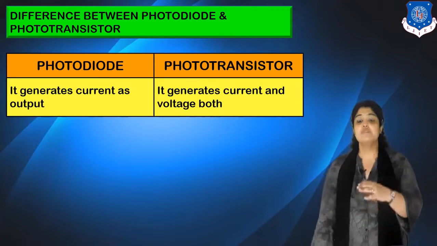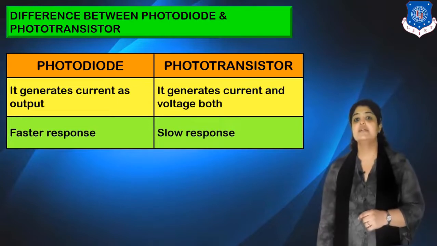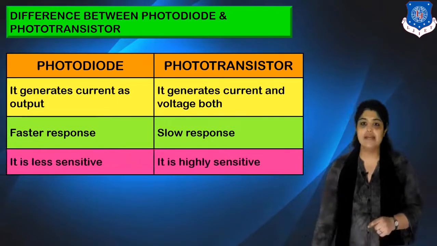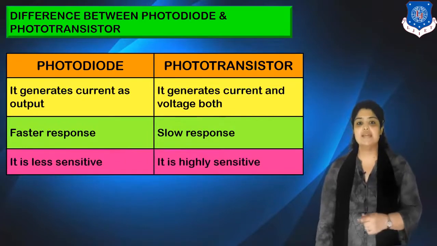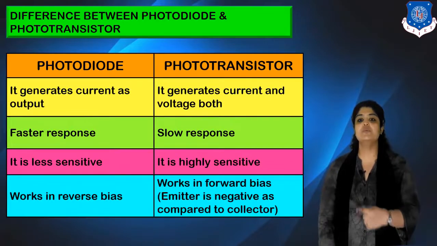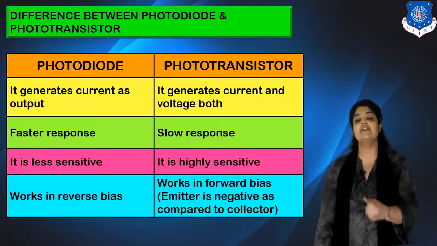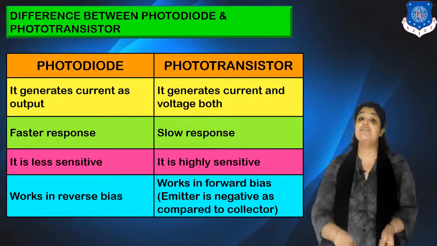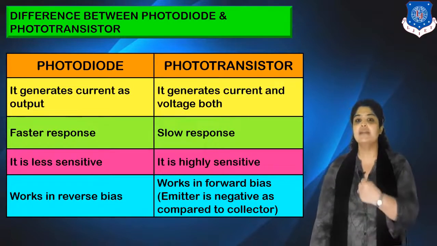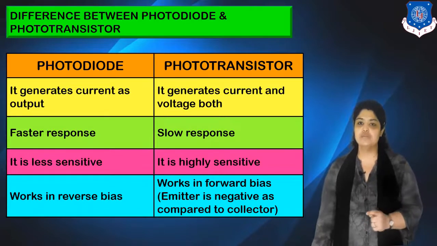Next, a photodiode has a faster response, while a phototransistor has a slow response. Next, a photodiode is less sensitive, while a phototransistor is highly sensitive. Coming to the next one, a photodiode works in reverse bias, whereas a phototransistor works in forward bias because it has the emitter more negative compared to the collector. And we have a flow from collector to emitter, which is regulated by the light absorbed. So this was a comparison between a photodiode and a phototransistor.